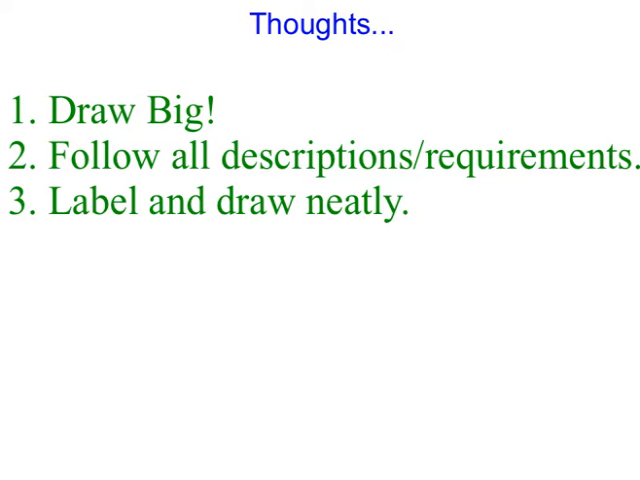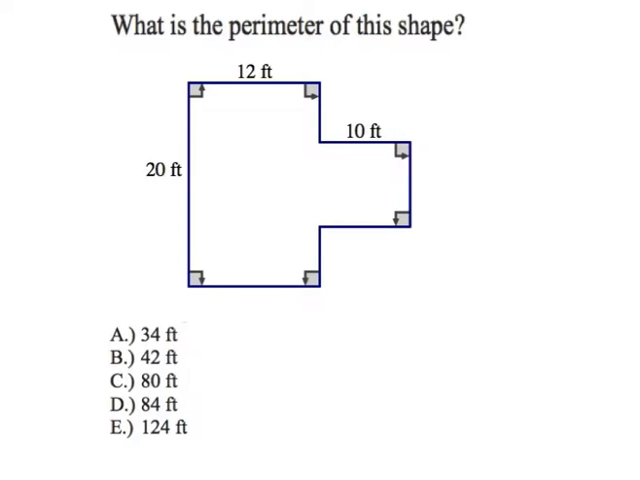And then the last one is label and draw neatly. If I draw a grid and I decide to make my tick marks this far apart and say, well, this is 4, that's a problem. Look at how far apart each piece is. This is about that far, this is this much further. That's not a great drawing. You want to be at least slightly accurate and draw neatly. So let's look at a couple examples where I might want to draw.